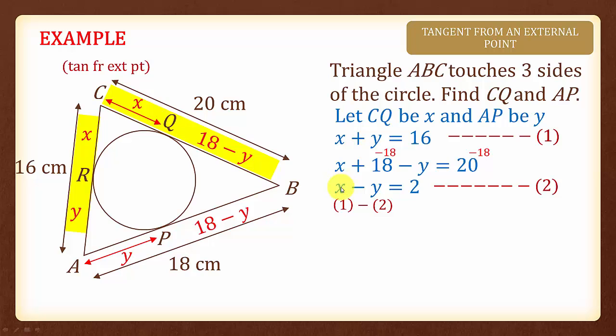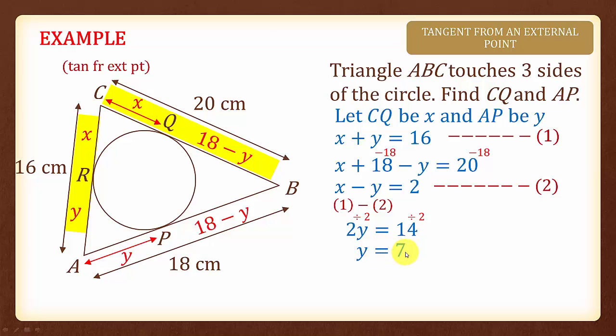x minus x will be 0. y minus negative y will be 2y. 16 minus 2 is 14. If 2y equals 14, to find y, we will divide by 2 on both sides. And we will have y equals 7.